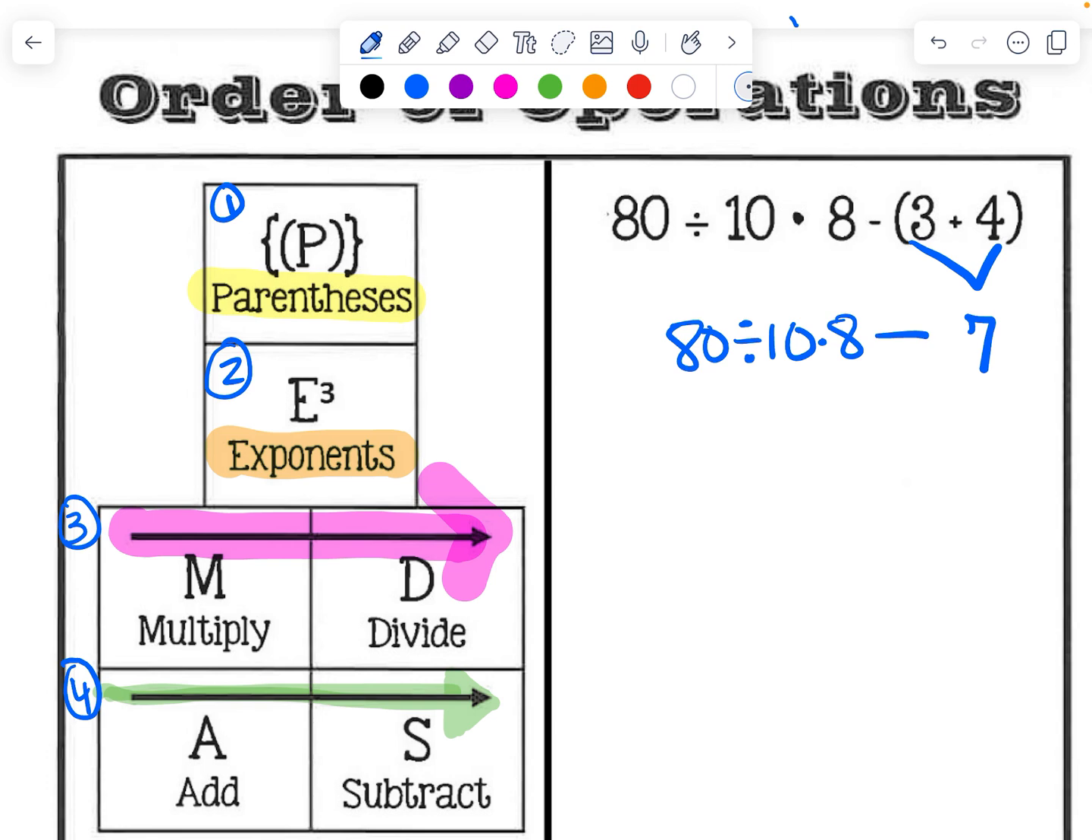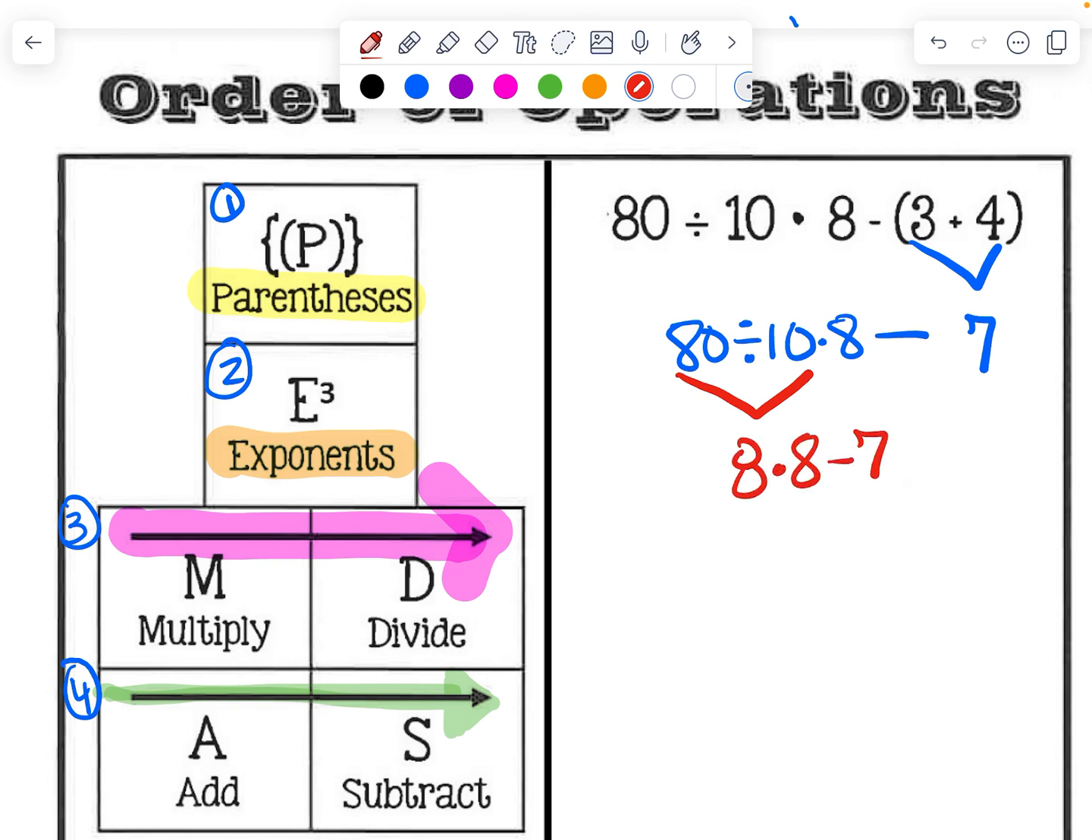Then I'm going to look for exponents, which I don't have, so I can go to the next step, which is multiplying and dividing in order from left to right. So we have multiplying and dividing in this problem, but we want to do what's first from left to right. So 80 divided by 10 comes before the 10 times 8. So 80 divided by 10 is 8, and we just copy everything else down. So each step we're only doing one operation.